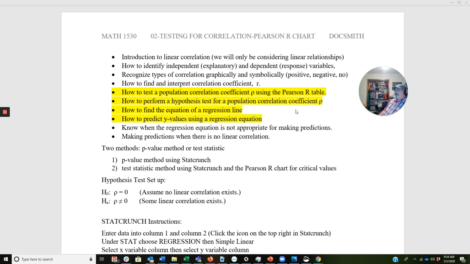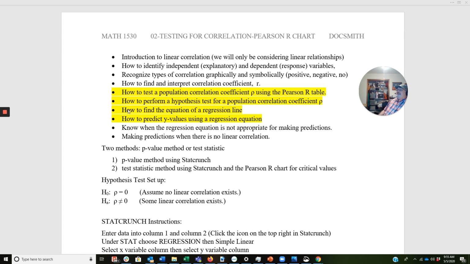Here we have our second video from our correlation and regression section, which is chapter 9, according to the curriculum that we have. So what we're going to look at here is how to test a population correlation coefficient rho using the Pearson R table, how to perform a hypothesis test for a population correlation coefficient rho. We're going to use a p-value there, how to find the equation of a regression line, and how to predict the y values using a regression equation.